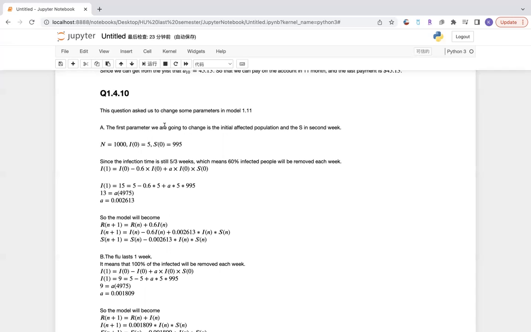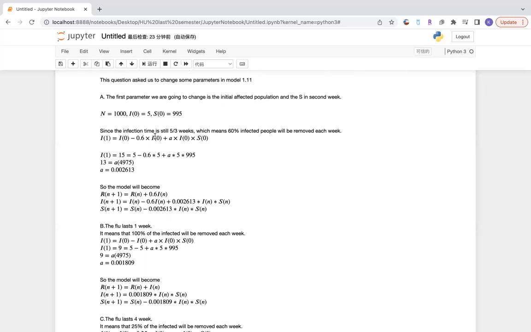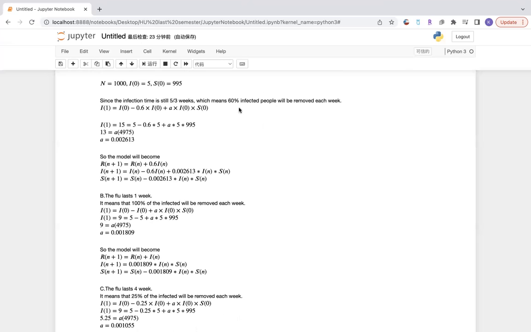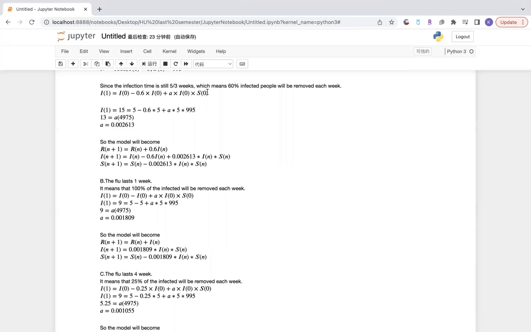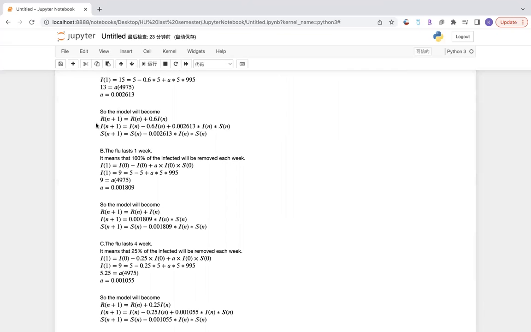So in the start, the population is still 1,000, and I0 is equal to 5, and S0 is 1,000 minus 5. We still have 5 or 3 weeks to recover, so it's still 60% of infected people removed each week. As we plug in the numbers, we get an A of 0.002613, and then we can get the SIR model here.